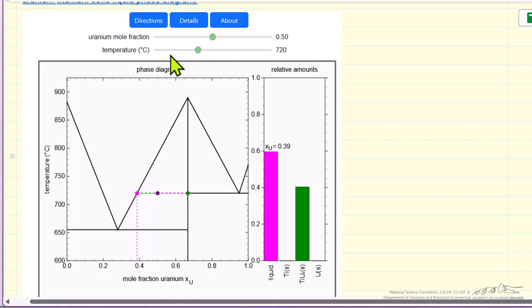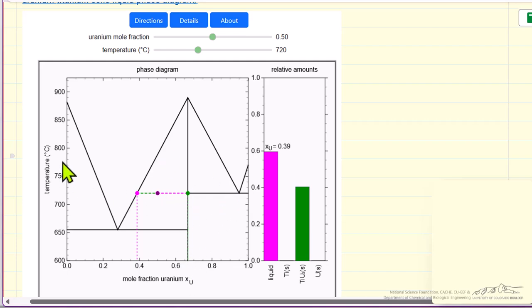If we look at a snapshot of the simulation, we have this black dot whose location is changed by changing the temperature and by changing the fraction of uranium. And then on the right side, we have a bar graph that shows, for this particular location, the mole fraction of this liquid phase, and then it's in equilibrium with this compound. And the compound's mole fraction is shown in the diagram here.